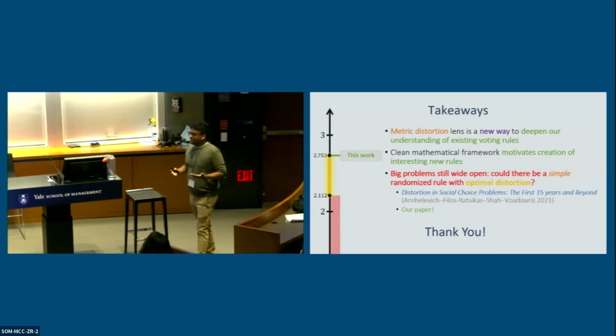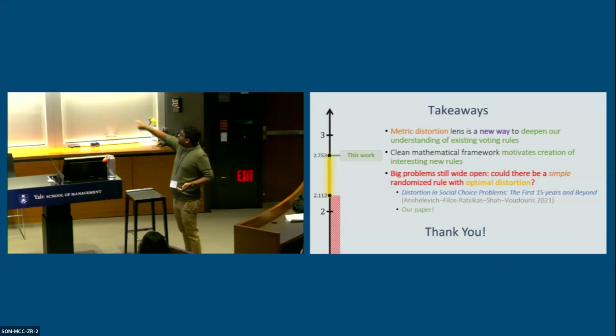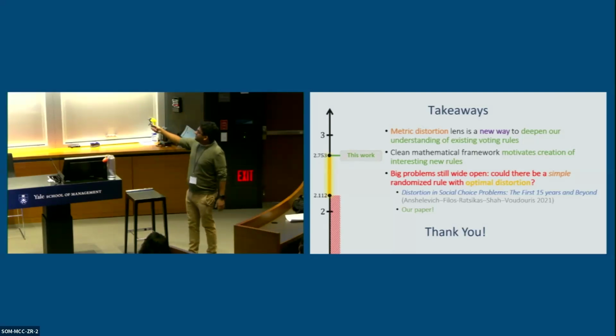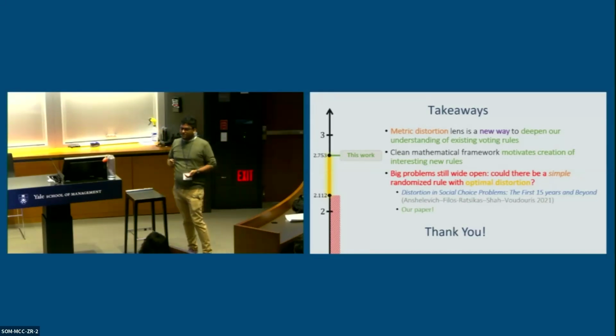And the other exciting thing about this work is I think that we're very much in the middle of it. So there are a lot of big problems that are still wide open. For example, could there actually be a very simple voting rule with optimal distortion? And I'll also point you to this very nice survey by Anshelevich, Filos-Ratsikas, Shah, and Voudouris that highlights a lot of interesting problems in this line of work. And you can also check out our paper for more.